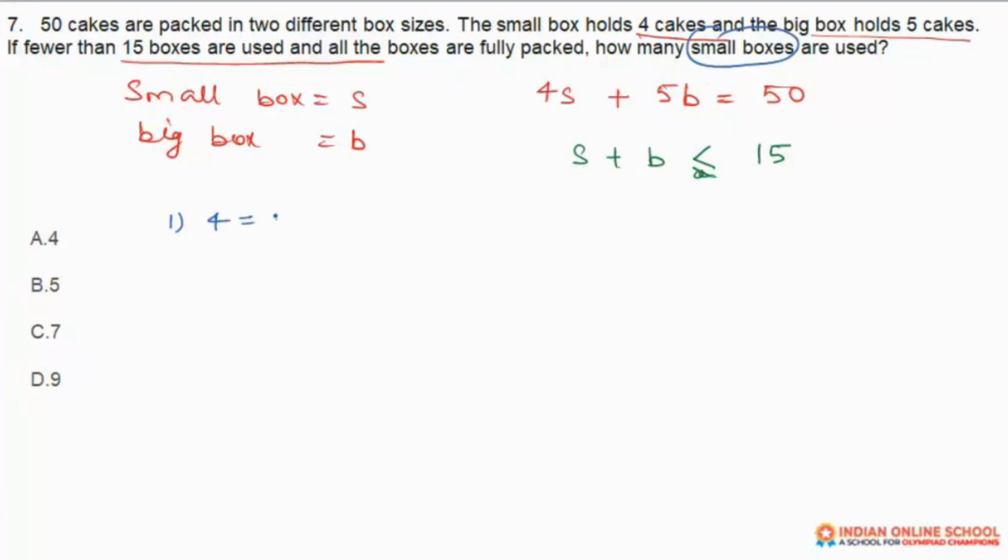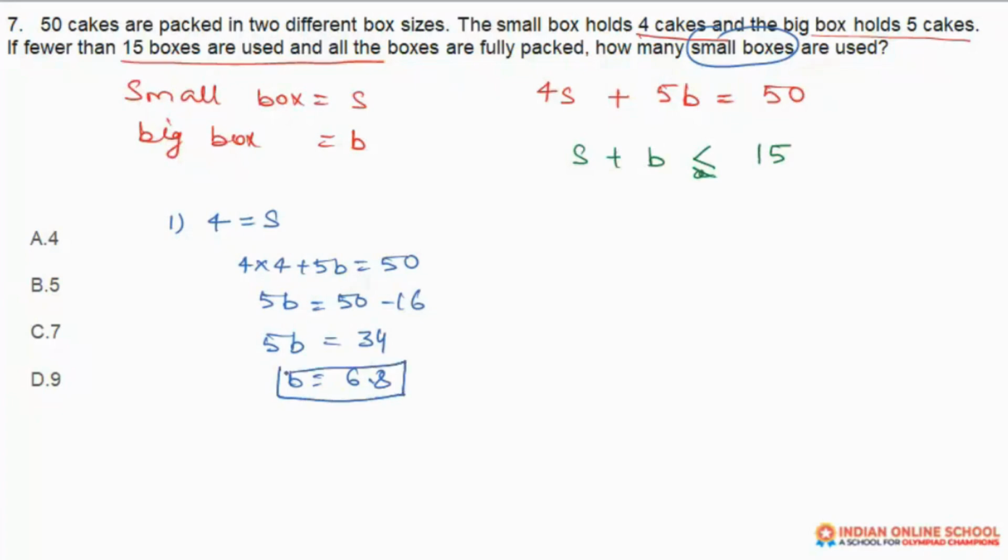So the small box is given to us as 4. When we put 4 over here, that gives us 4 times 4 plus 5b is equal to 50. 4 times 4 is 16 only. 5b is equal to 50 minus 16, and when we do 50 minus 16, we are getting 34. And 34 is not completely divisible by 5, so we are getting our answer in decimal. A number can never be in decimal if we are finding the number of certain things. We are getting 6.8 and it can't be in decimal. So definitely option A is not a correct choice.